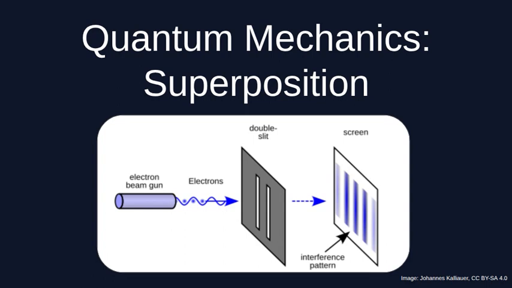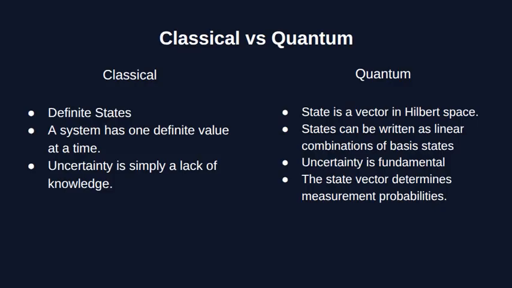To start, let's look at how quantum mechanics describes physical states compared to classical physics. Before talking about superposition directly, it helps to compare how classical and quantum physics describe physical systems. In classical physics, systems have definite states. A particle has one position, one velocity, and one value for any measurable quantity at a given time. If we don't know that value, the uncertainty simply reflects a lack of information.